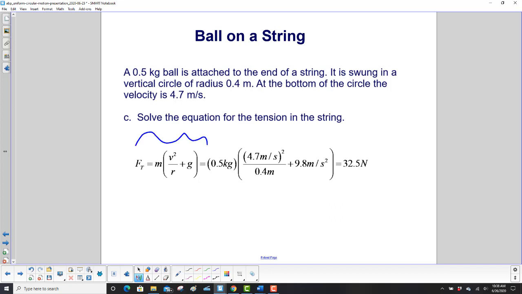We just have to put in the numerical values. And here we have the mass. We only have to multiply it once because we factored it out of the parentheses. We have our velocity. Make sure you square it. Divided by the radius, plus g. And we get 32.5 newtons.